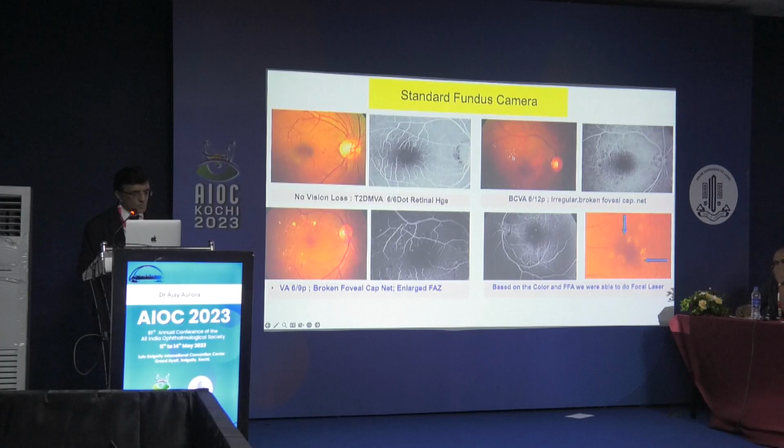As I'll show with Dr. Rajiv Raman's presentation, they are looking at fundus photographs alone, putting in artificial intelligence and predicting what OCT will tell you. This is a picture of a broken foveal net with an enlarged foveal vascular zone, and this is to show you that based upon these focal leaks, we were able to treat with focal laser.